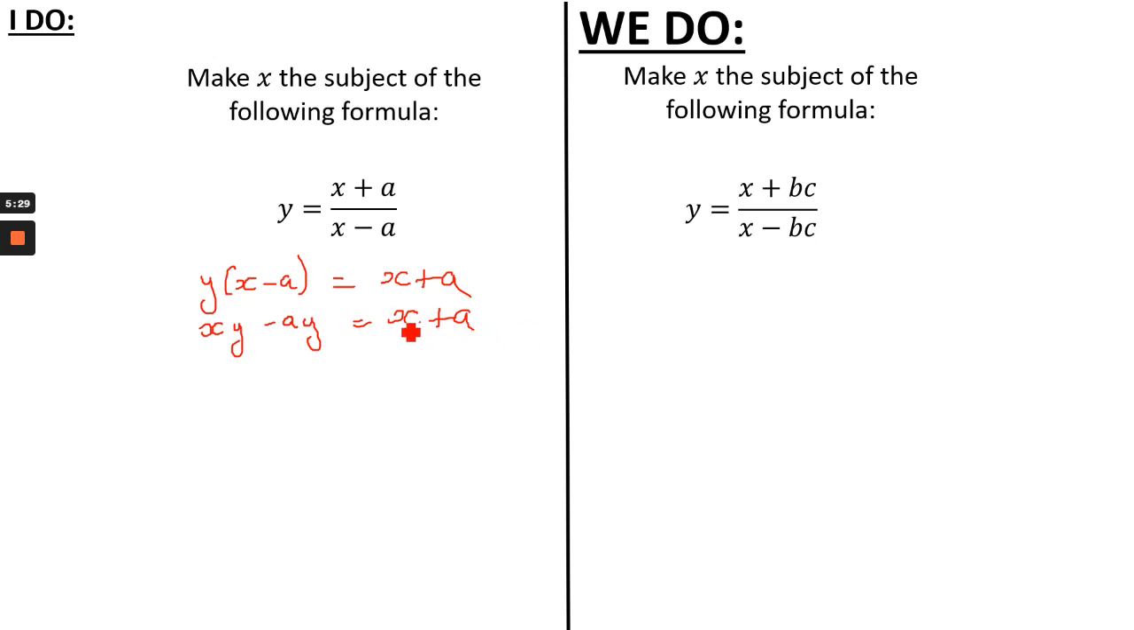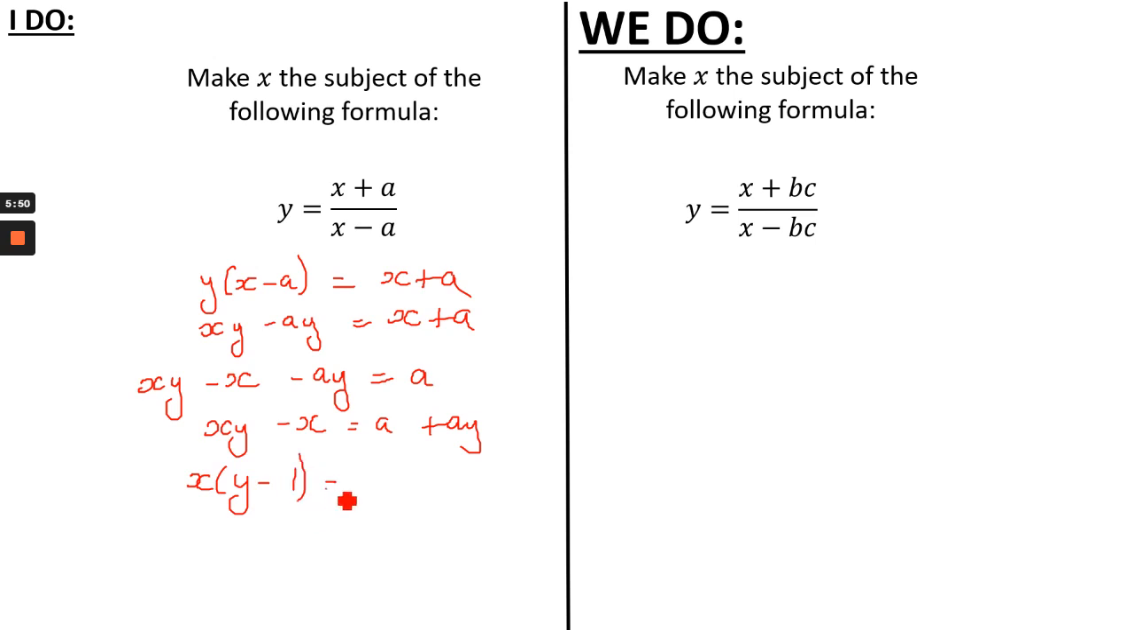And then from this stage, it's exactly the same process. So if we've got xy subtract x, take away ay is equal to a. I can then say, well, xy take away x is equal to a add ay. I can factorize out my x. Careful here. So x times y is xy. All I need here is -1 equals a add ay. And then I can just divide by the whole bracket. So a plus ay divided by y subtract 1.